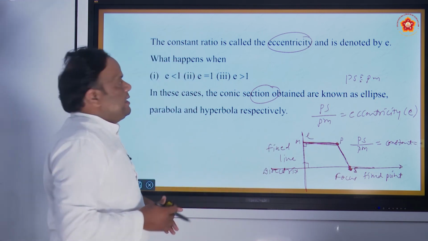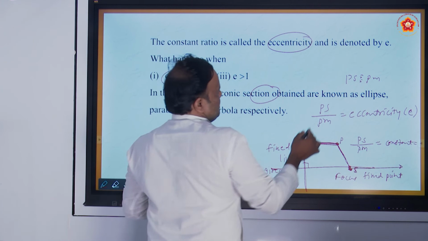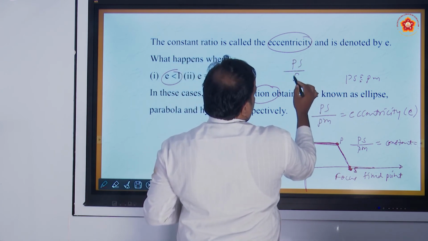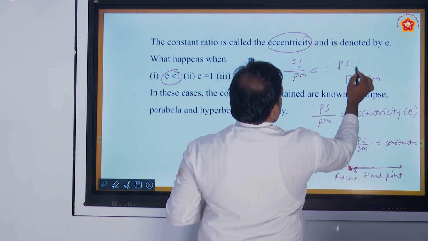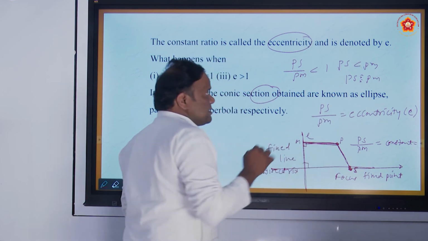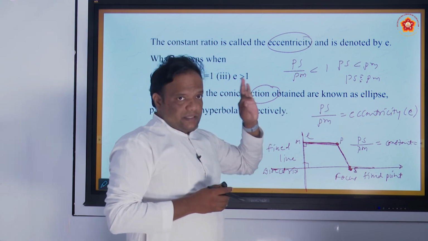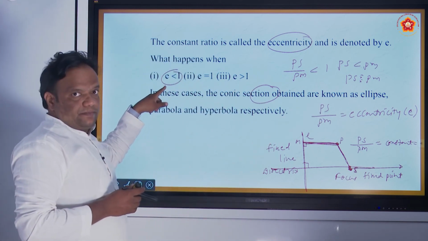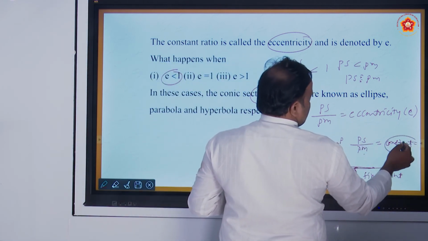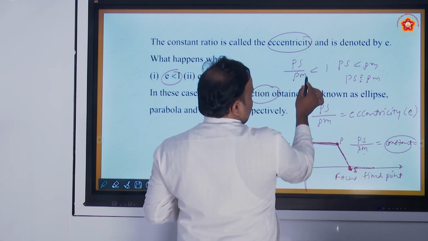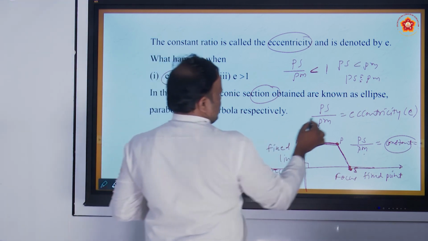What happens when e is less than 1? In the first case, e is less than 1, so PS by PM is less than 1, so PS is less than PM. In this case, the conic section obtained is known as an ellipse. If PS by PM is less than 1, some 0 point something, the conic is called an ellipse.